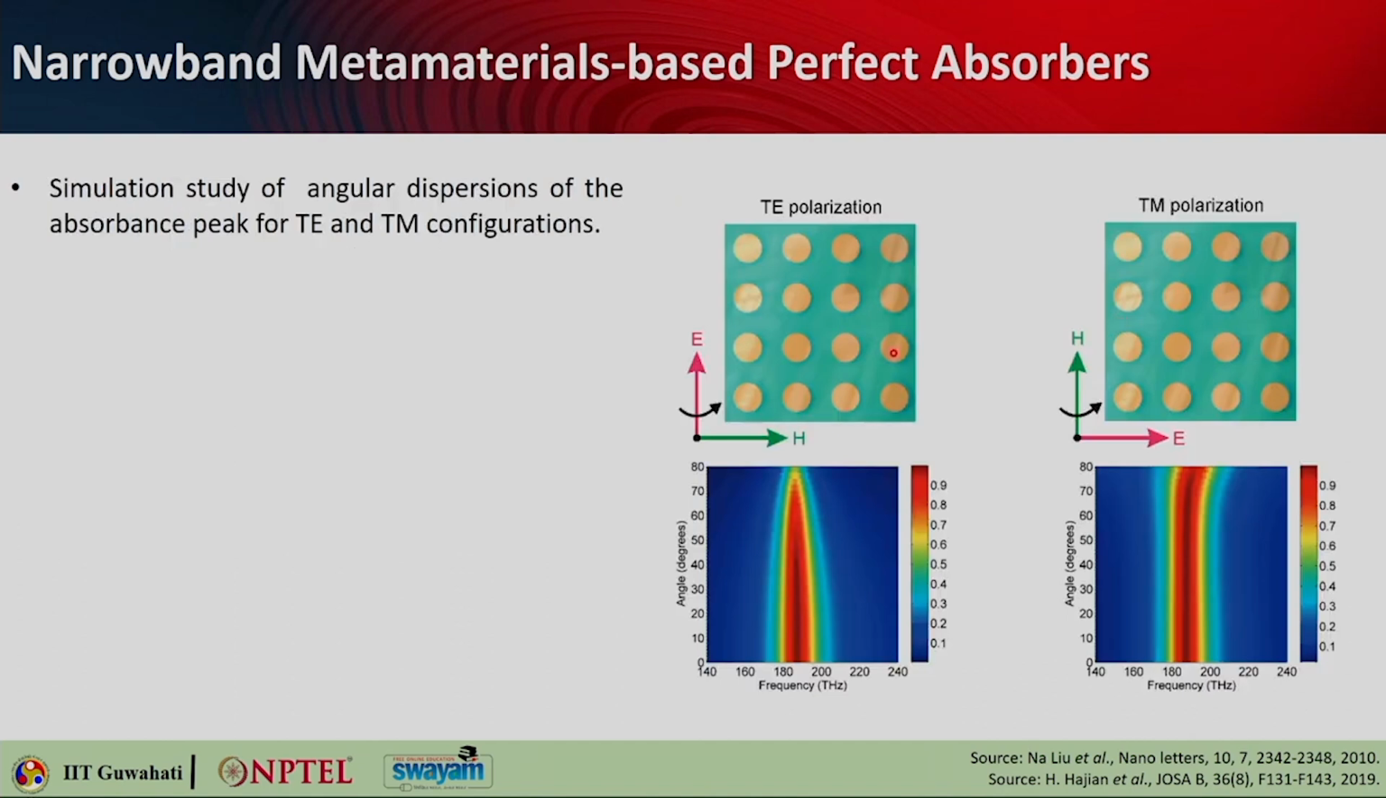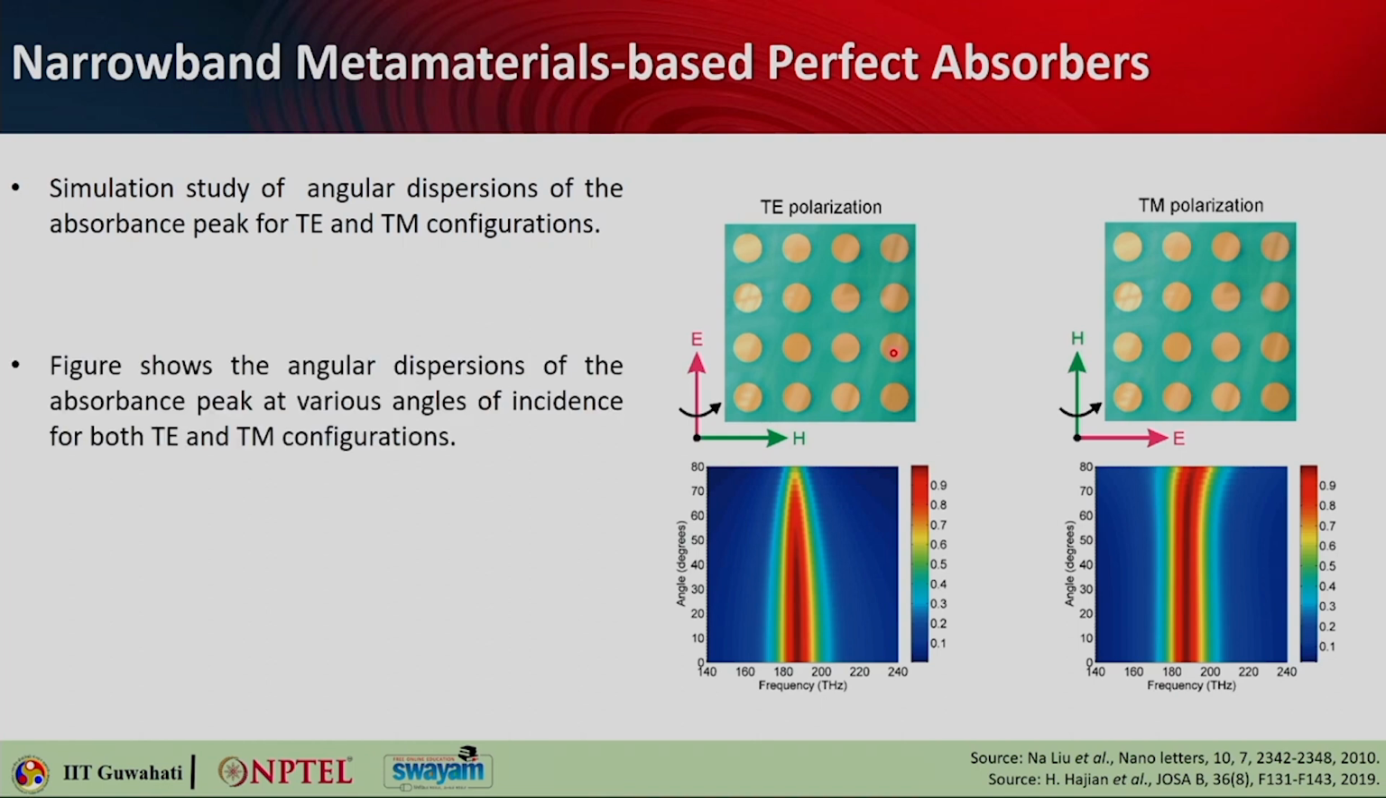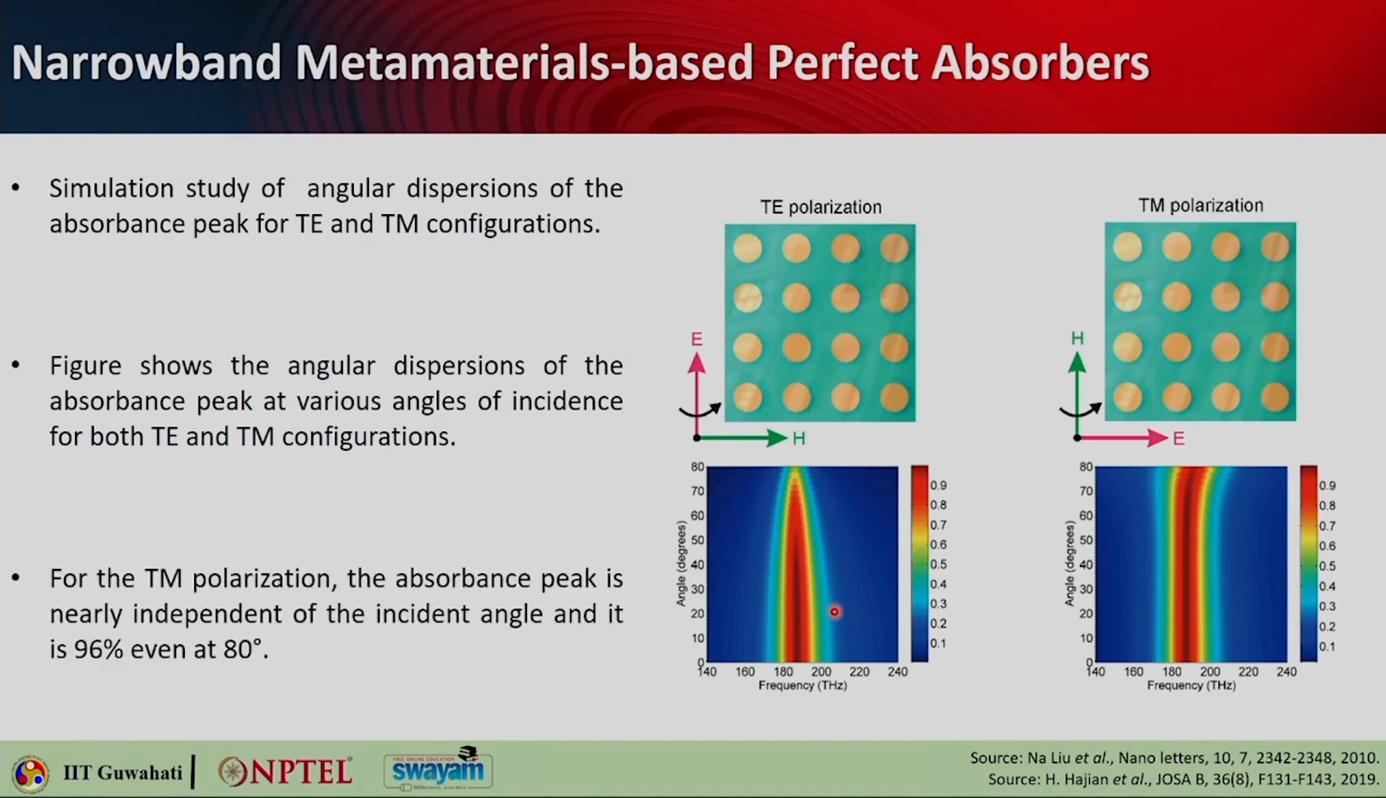Now, a simulation study has also been conducted to see the angular dispersion of the absorption peak, because right now the peak is very attractive. It is giving you almost 100% absorption, but you have done this only for normal incidence, that is theta equals 0. Now, when you do it for different angles for both polarizations, these are the plots that show you with frequency and angle how the absorption peak is changing. This is for TE polarization and this one is for TM polarization.